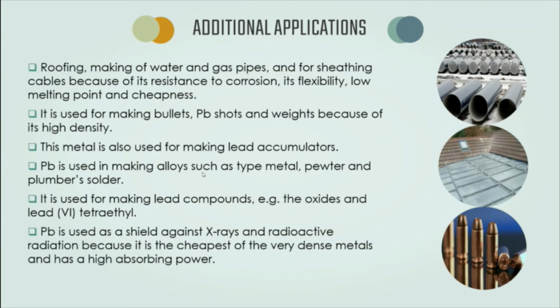Lead is used in making alloys such as type metal, pewter, and plumber's solder. It is used for making lead compounds, for example, the oxides and lead tetraethyl. Lead is used as a shield against X-rays and radioactive radiation because it is the cheapest of the very dense metals and has a high absorbing power.